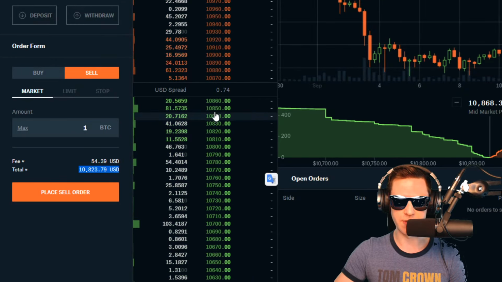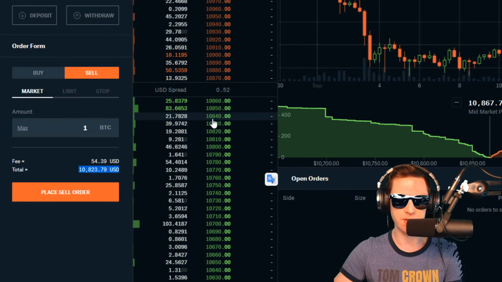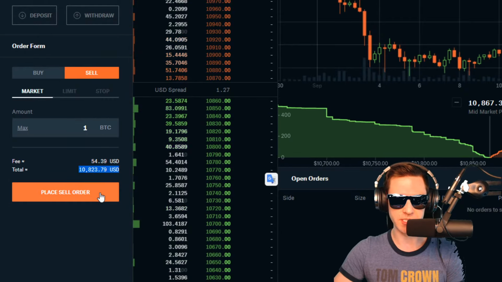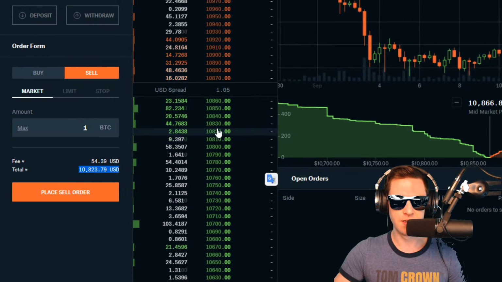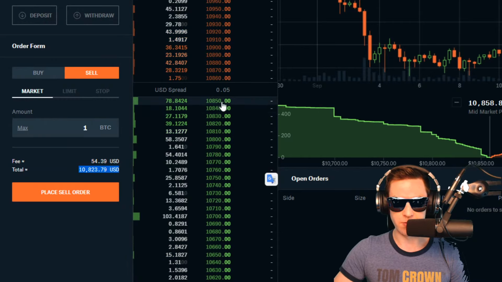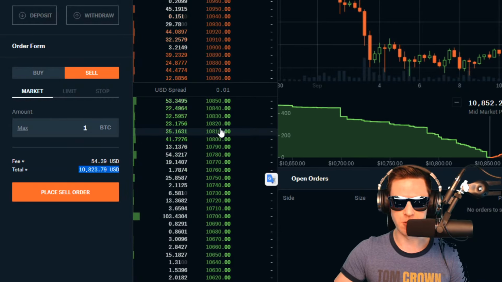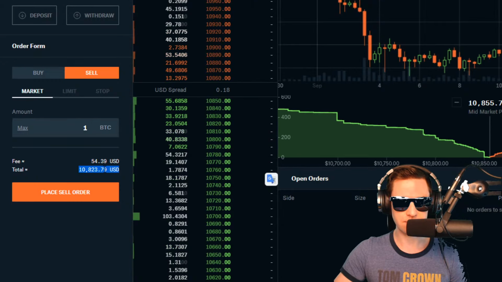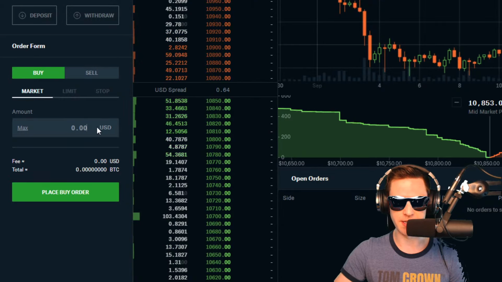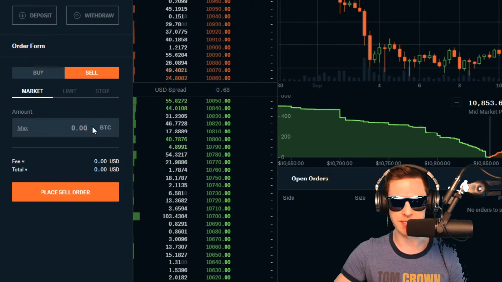zooming back out on the order book here, if all these bids were to be pulled, 10,860, 10,850, 10,840, right before we sold, it would actually do the same thing, and it would look down and it would fill out whatever the closest order is. So when you're buying in USD, when you're selling in Bitcoin for market orders.